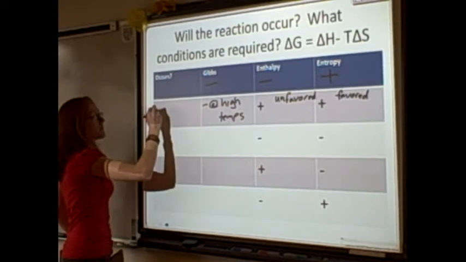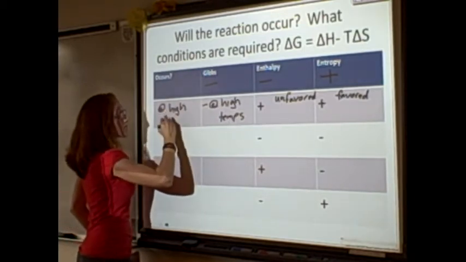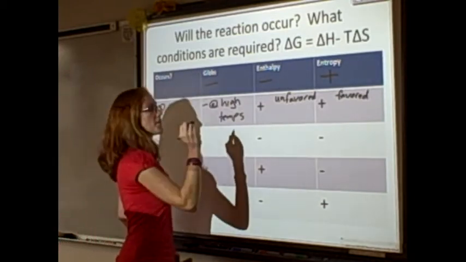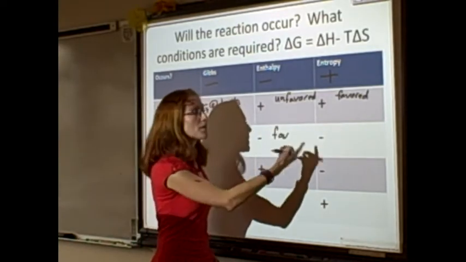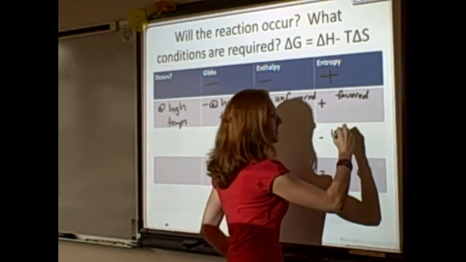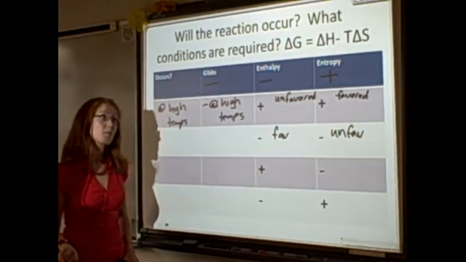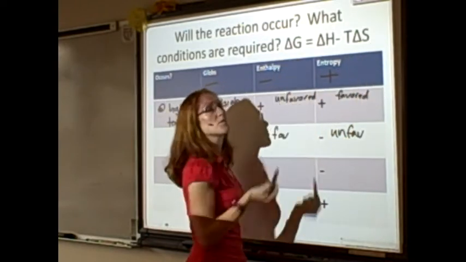And does it occur at high temperatures? No, we have negative, negative. So now the enthalpy is favored, because it's exothermic, but the entropy is unfavored, because it's a negative change. So it's the exact opposite. We need this factor to be unimportant for this to occur.